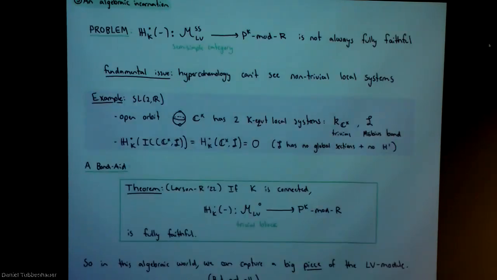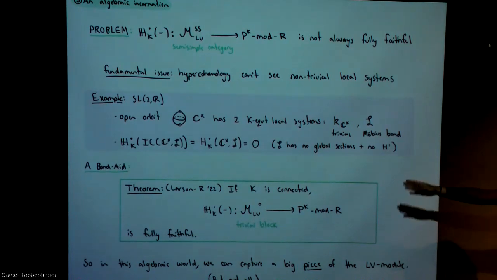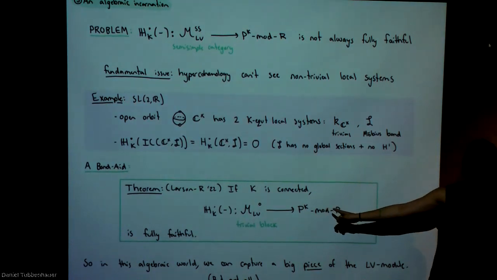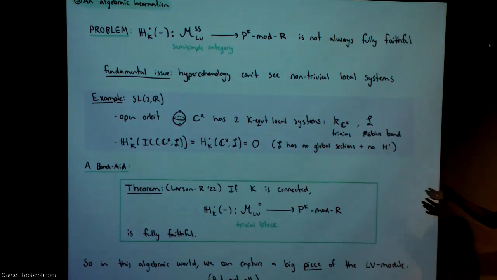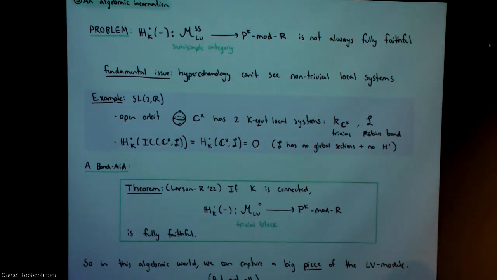Okay, so what have I done so far? Let's see. I built a functor. If I restrict it to this category, it's fully faithful. And so if we want to think algebraically instead of geometrically, we need to describe its essential image. So what's the essential image of this functor?